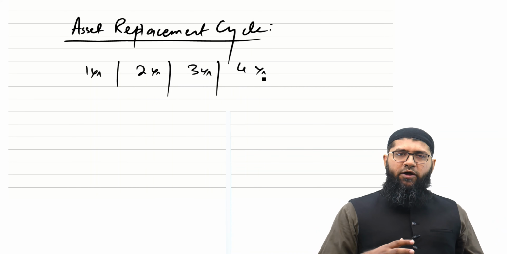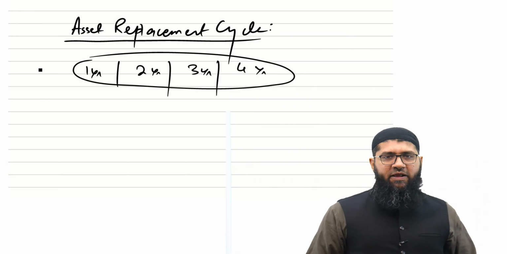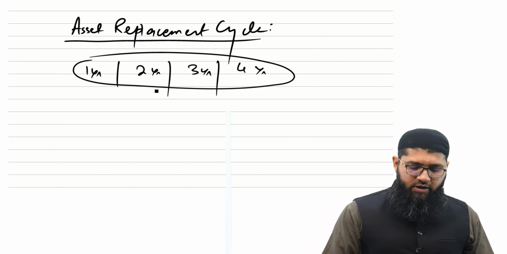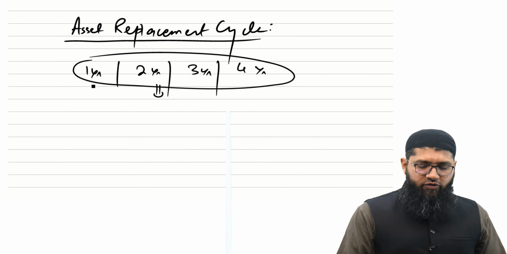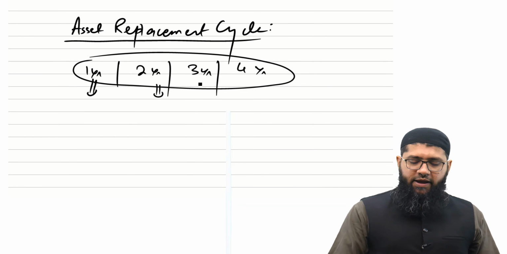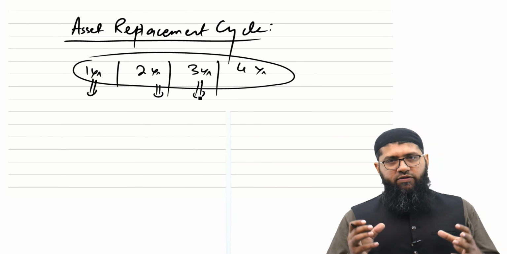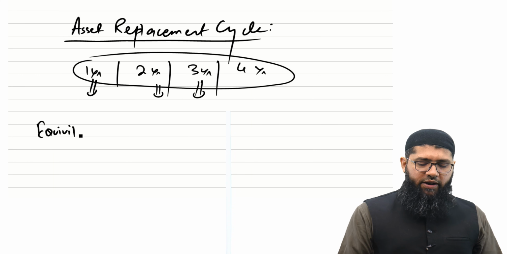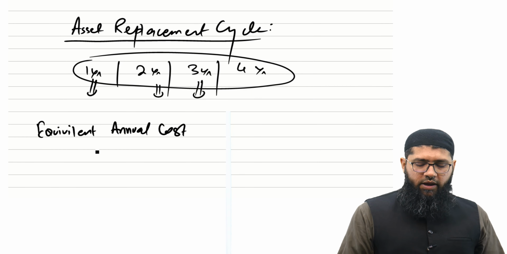You decide upon an appropriate asset replacement cycle. The appropriate asset replacement cycle could be 1 year, 2 years, 3 years, 4 years, 5 years, whatsoever that is. Now how exactly are we going to talk about this asset replacement cycle? The cash flows for 1 year cannot be compared with the cash flows for 2, 3, or 4 years. So in order to make these cash flows comparable, we calculate one thing which is called equivalent annual cost.